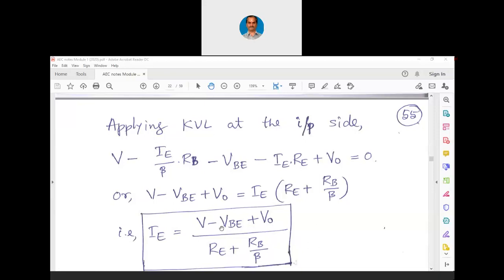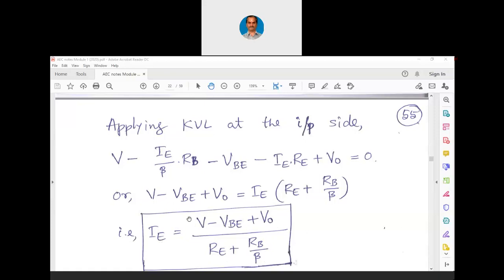In this equation, minus VBE plus V0 are there. Which means, if there is a change in VBE, there is a change in V0, but the signs are minus and plus, so those changes get cancelled out here. So the IE is basically proportional to V divided by RE plus RB by beta.